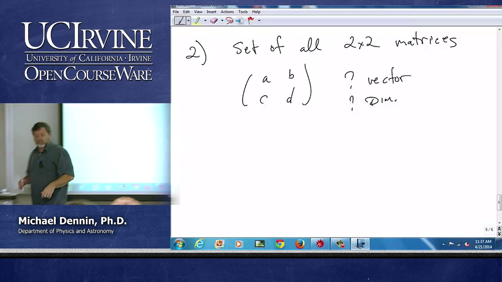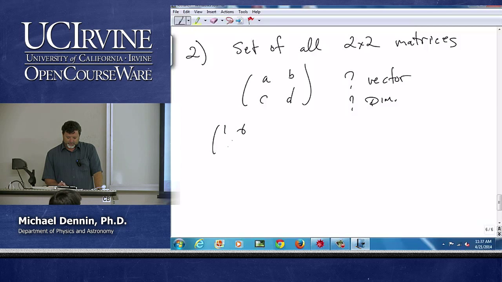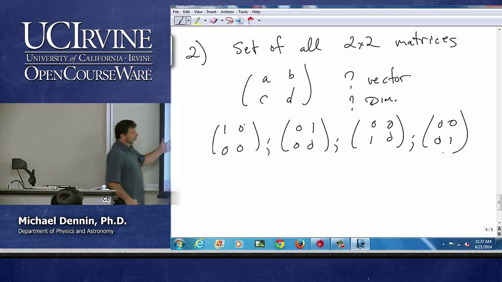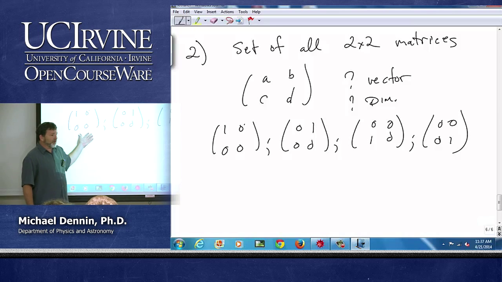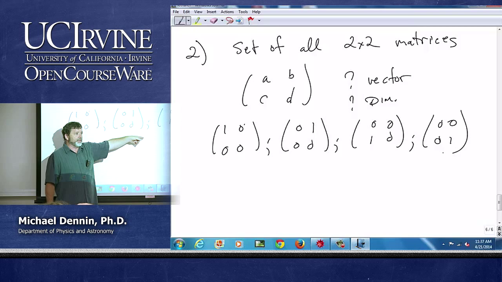So now the real trick, what's the dimension? Why is it 4? 1, 0, 0, 0, 0, 1, 0, 0, and then so on. So these are all clearly linearly independent. That's just obvious by construction in our definition of addition. And obviously, again, as with our functions, if I add any other matrix to this, it's not going to be linearly independent anymore.